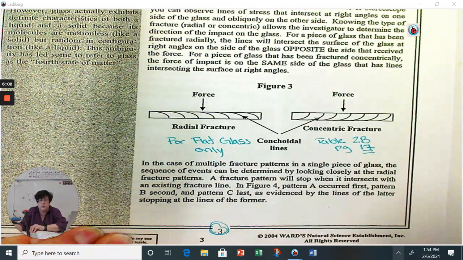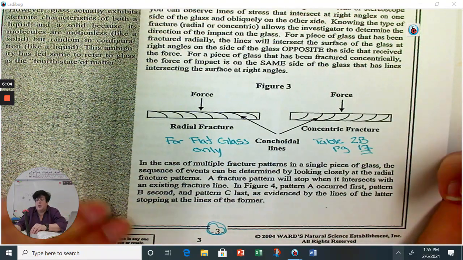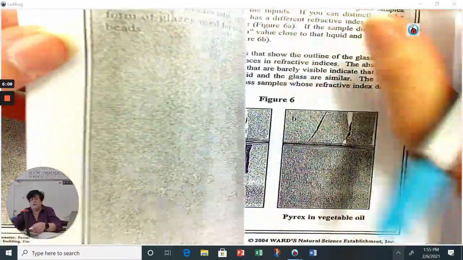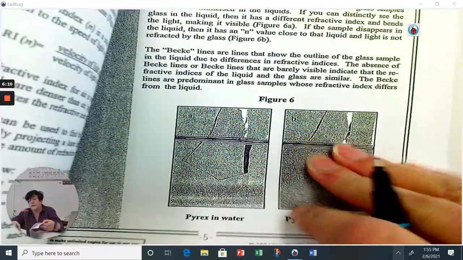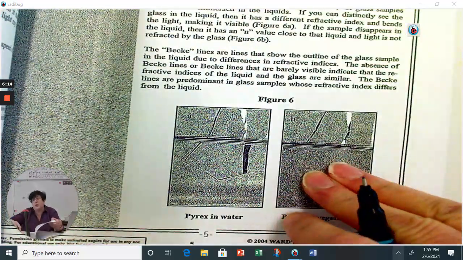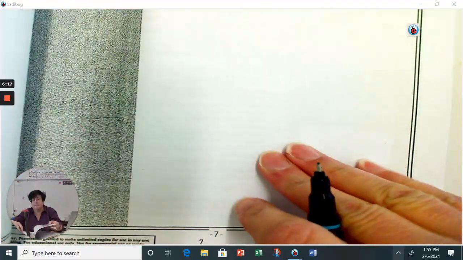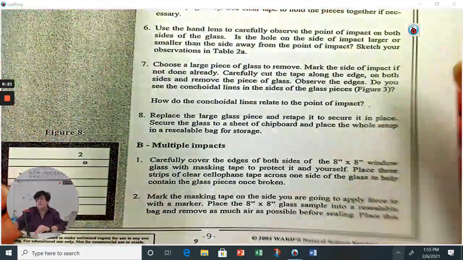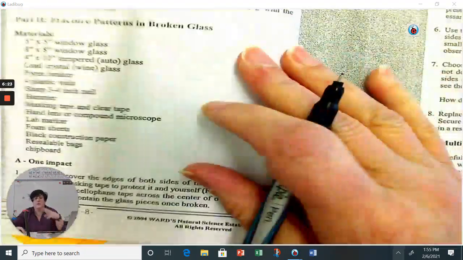And I will show that to you in the data table. There will be several types of glass that we will look at and several types that I will break. So we're going to fast forward because this goes into the other parts of the lab, so that'll be on other directions. And if you go to page 8, that is essentially the procedure I will do with this set of videos.